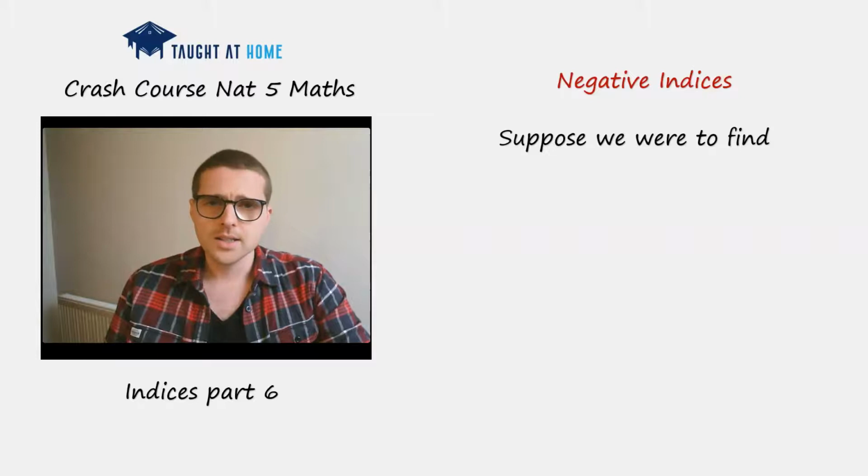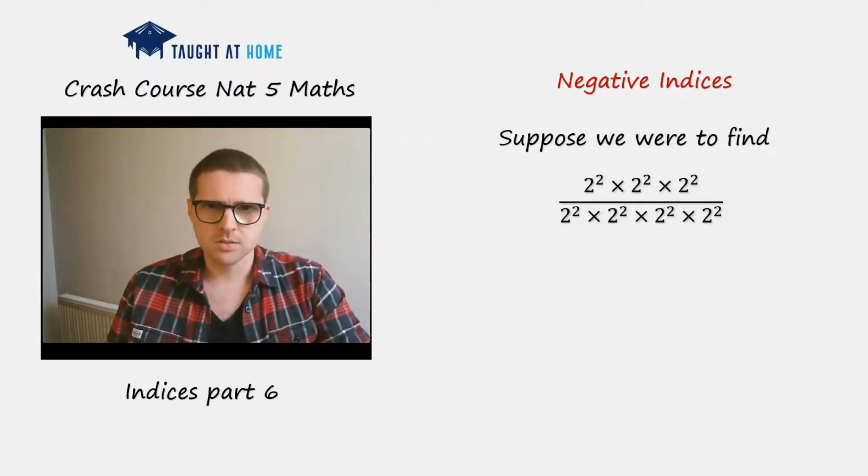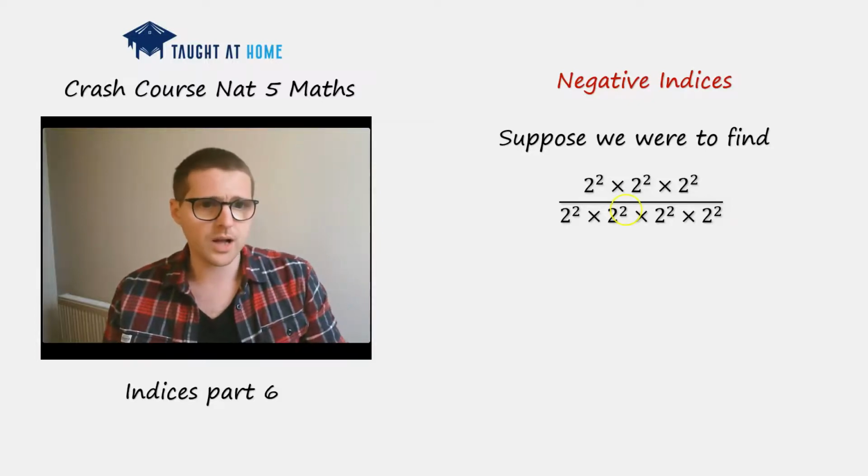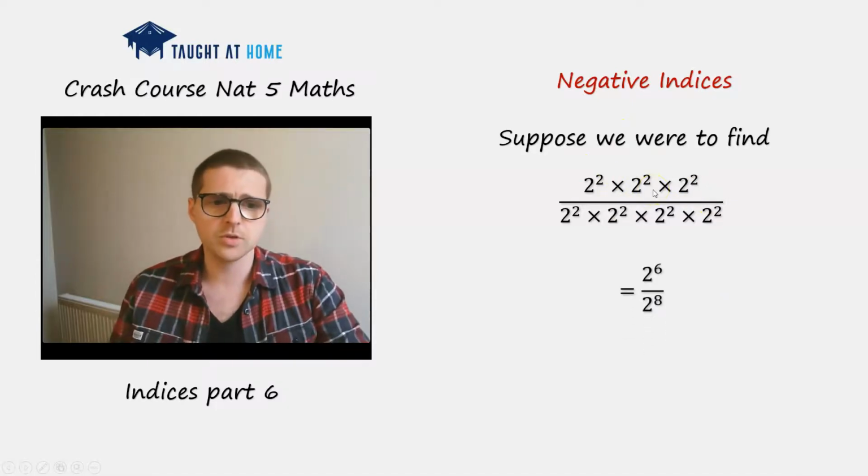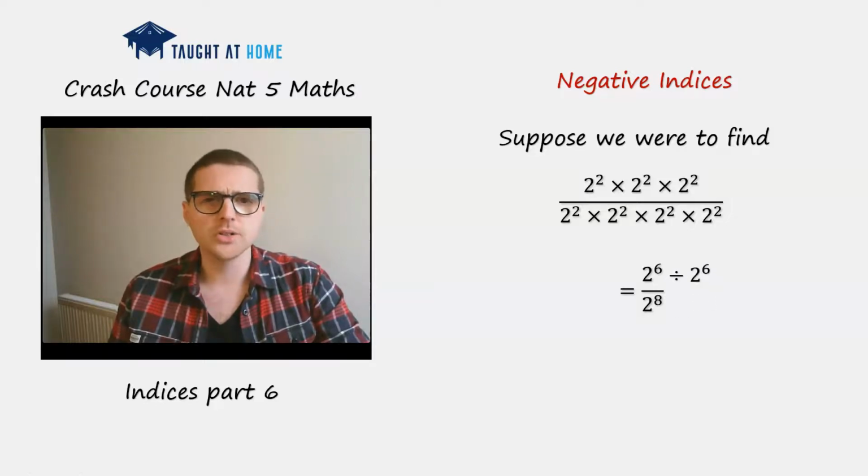Now let's look at negative indices. Suppose we were to find this sum here. Well, we could use the first law of indices to add up the indices of the same bases for top and bottom. So we'd get 2 to the power of 6 divided by 2 to the power of 8. And say we were to divide top and bottom by 2 to the power of 6.